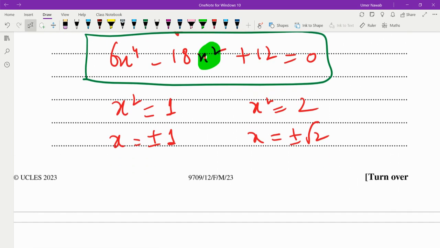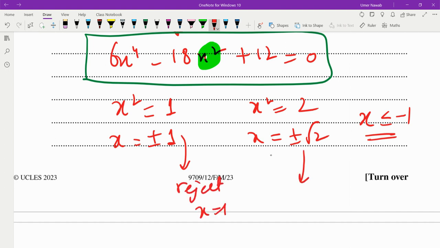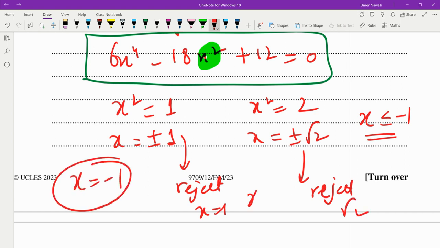Again guys, be careful. What was my domain in the beginning? The domain in the beginning was x less than or equal to -1. I am not allowed to take any positive value, so please ignore, reject x equals 1, and here reject square root of 2. So what are your answers? -1, and here x is equal to minus square root of 2.